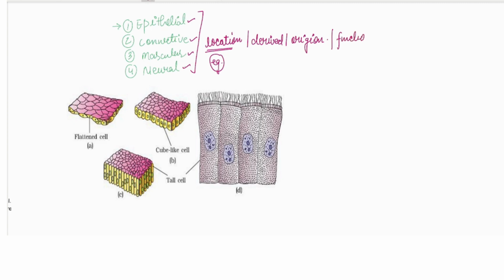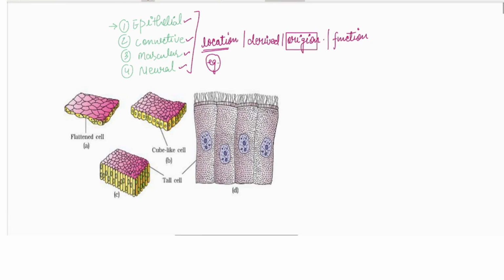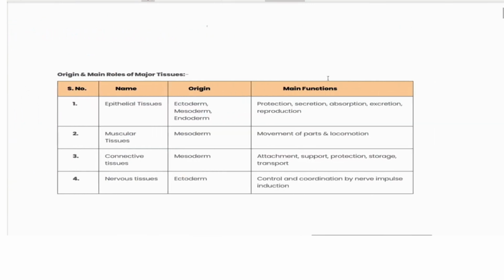If we focus on these four or five topics for all the four tissues, we will grab the important aspects that help us understand the complete types of tissues. So first of all, let us see how they originate, from which type of germ layer, with the help of this complete flow chart.